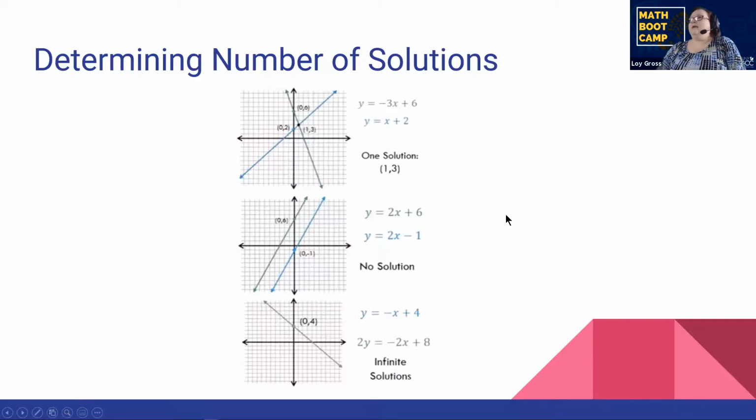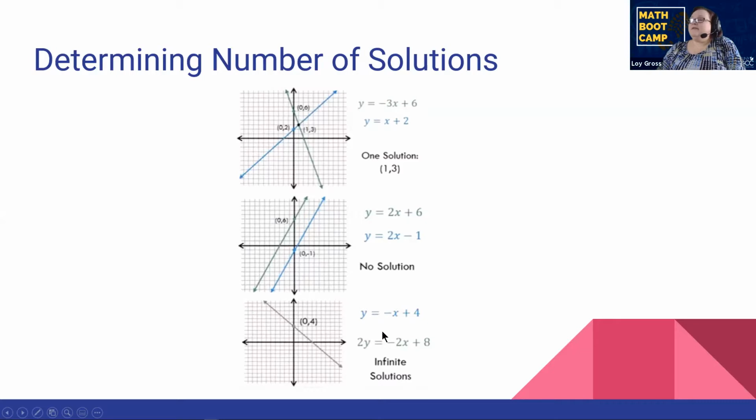Let's see what these look like on a graph. So here was our first example where we have two nice lines that are not parallel and not overlapping, and they intersect at (1, 3), giving us one solution. Here's our second example where our lines are in fact parallel but offset from each other, and they will never touch anywhere in the universe. That is no solution.